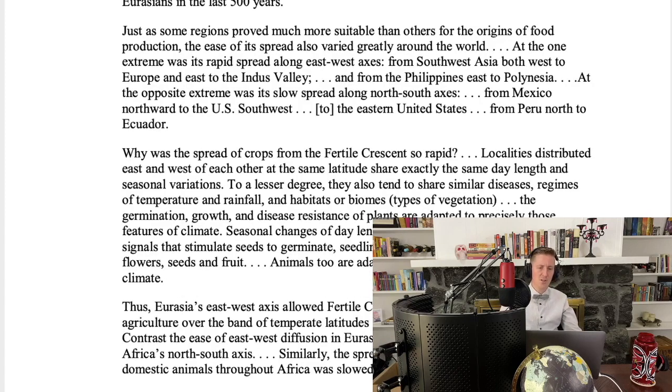Just as some regions proved much more suitable than others for the origins of food production, the ease of its spread also varied greatly around the world. At the one extreme was its rapid spread along the east-west axis, from southwest Asia both west to Europe, and east to the Indus Valley.